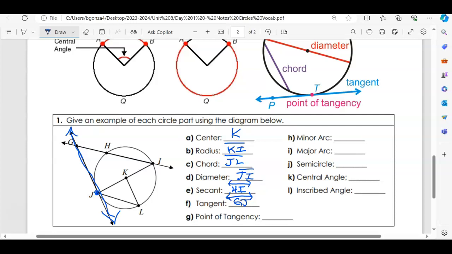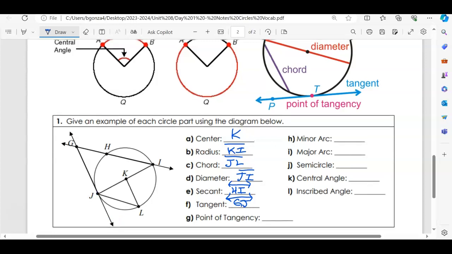Cool. Now, point of tangency, if you look at this little image up here again, point of tangency is where that tangent line touches that circle. So where does that line touch? Well, it touched right there at point J, so it's just capital letter J. That's it, okay? All right, almost halfway done here.